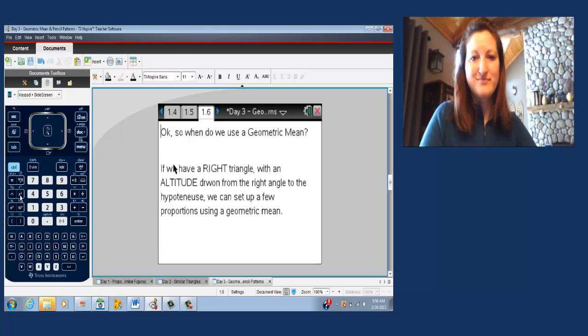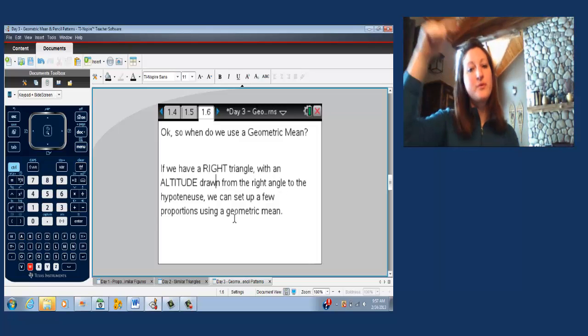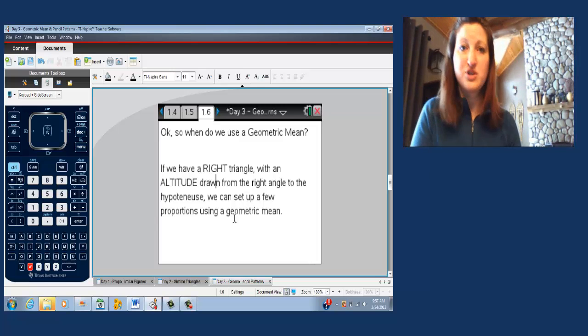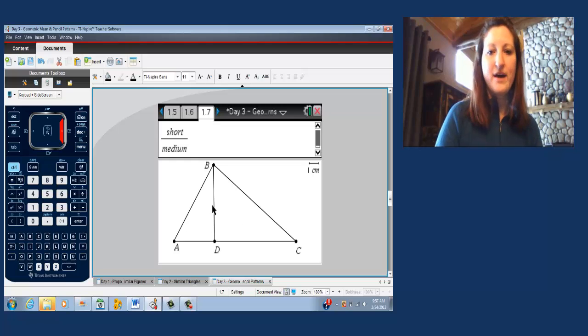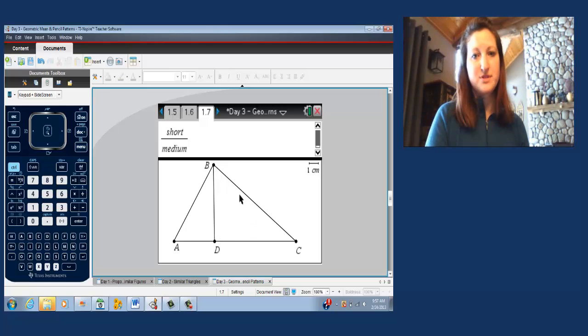All right, so when do we use geometric mean? If you have a right triangle with an altitude drawn, sorry, I have awful typing skills, with an altitude drawn from the right angle to the hypotenuse, then what happens is we end up with a whole bunch of similar triangles, and we end up using the geometric mean. So what we have here, again, here's our right angle. We have an altitude drawn from the right angle down to the hypotenuse. What happens is you end up with similar triangles.